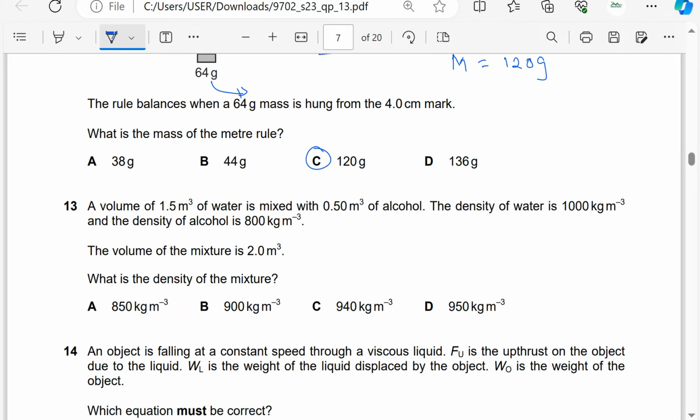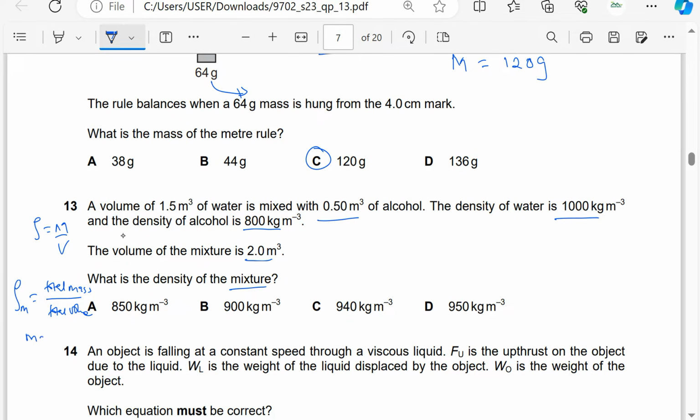A volume of 1.5 meters cubed of water is mixed with 0.5 meters cubed of alcohol. The density of water is 1000 kilograms per meters cubed and the density of alcohol is 800 kilograms per meters cubed. The volume of the mixture is 2 meters cubed. What is the density of the mixture? So density is mass over volume. The density of the mixture is going to be total mass divided by total volume.